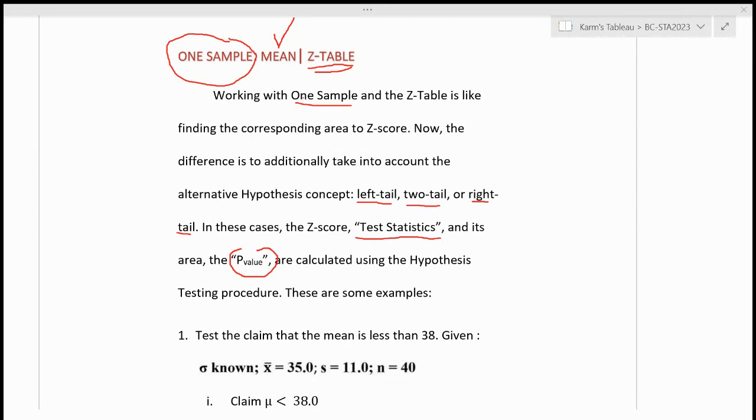Okay, as we're saying, we need to know what is a left tail, what is a two tail, and what is a right tail. Also, we must remember what we learned last time about the test statistics, the formulas, and also how to get the p-value. These are very important concepts that we need to remember.